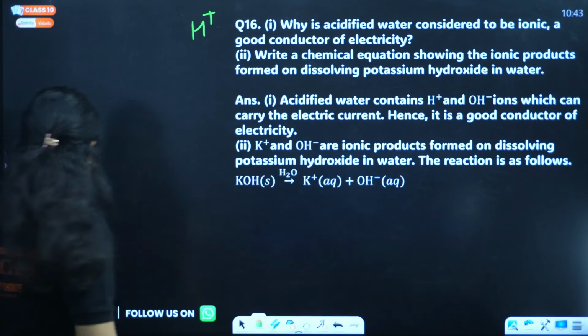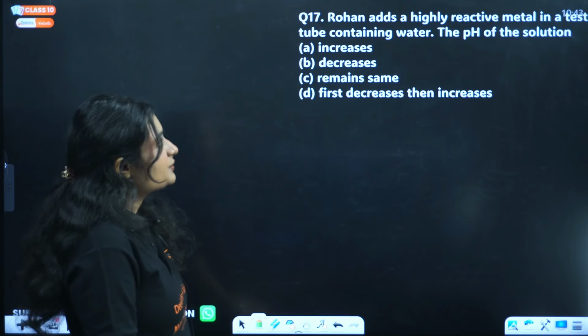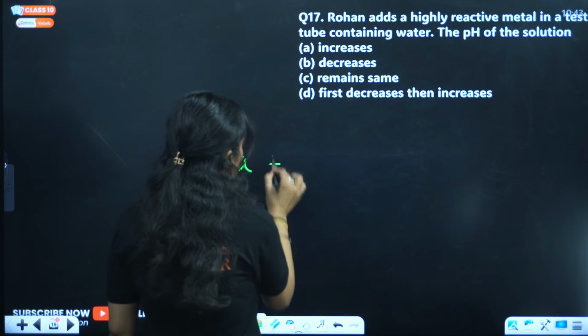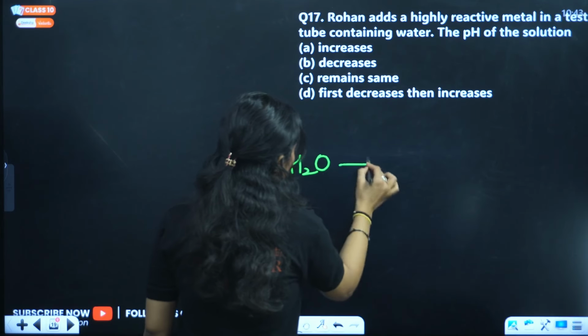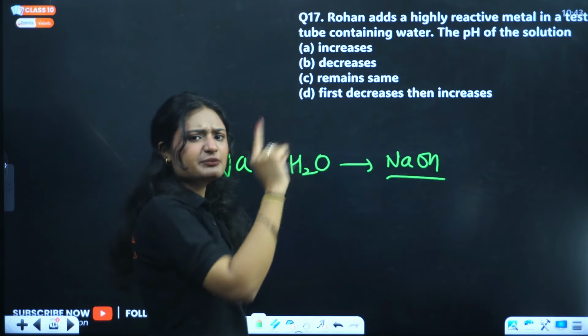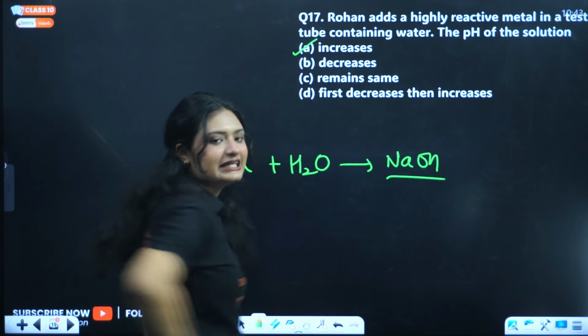Okay, next question. Rohan adds a highly reactive metal in a test tube containing water. Okay, so if he added Na, let's say highly reactive metal, this is a base, right? So that means the pH of the solution will increase or decrease? Yes, it will increase, my dear kids.